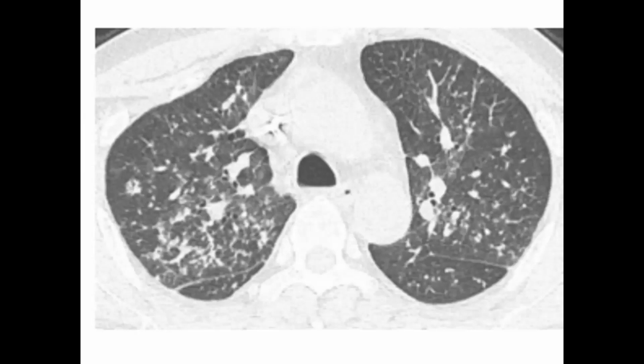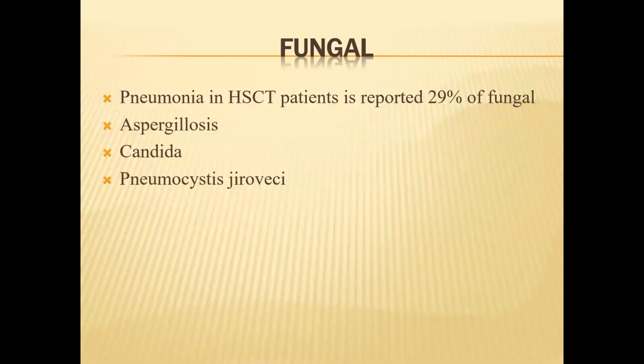The basic difference between viral, bacterial, and fungal is that bacterial involves a single lobe or one side of the lung, but viral involves both lungs, like this radiological presentation is showing. Next slide, sir. Fungal pneumonia. 29% of patients were reported with fungal pneumonia.